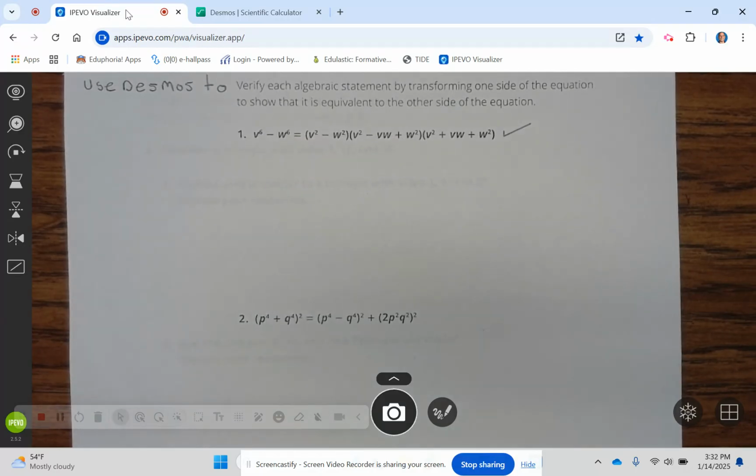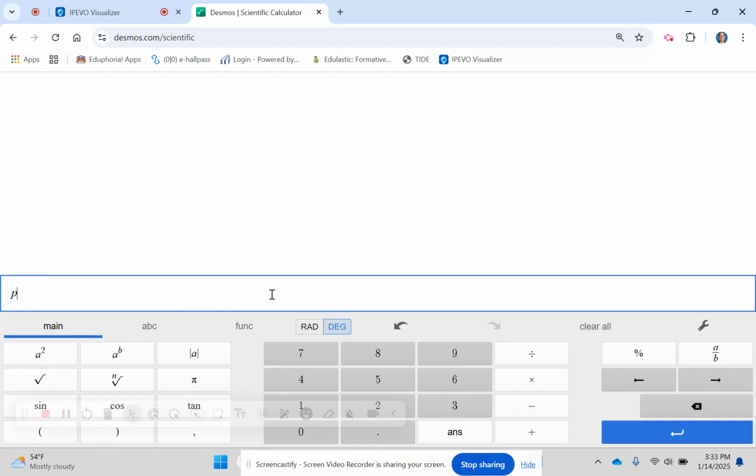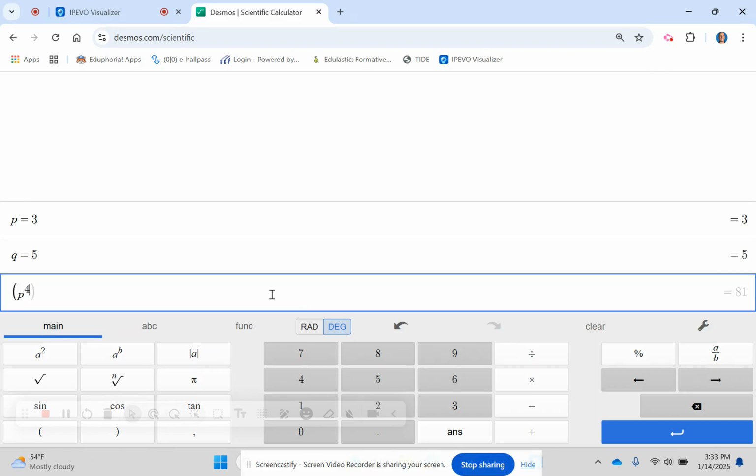Okay, so we're going to do the same thing, okay? So I'm going to remove the previous problem, and then let p equal 3 and q equal 5. Just picking random numbers for p and q, and then I have parentheses p to the 4th plus q to the 4th, squared.